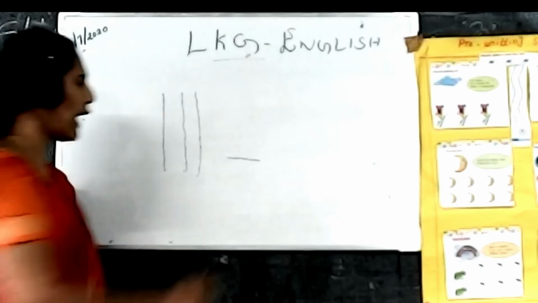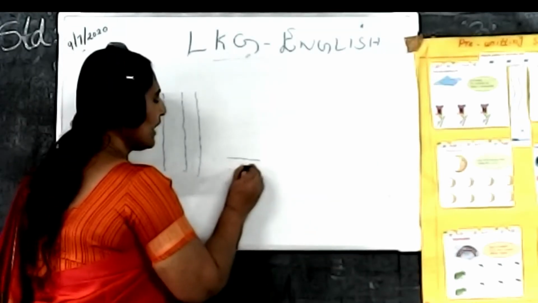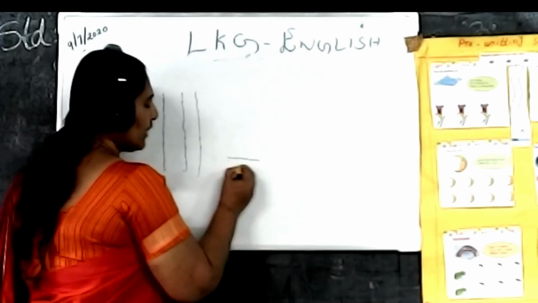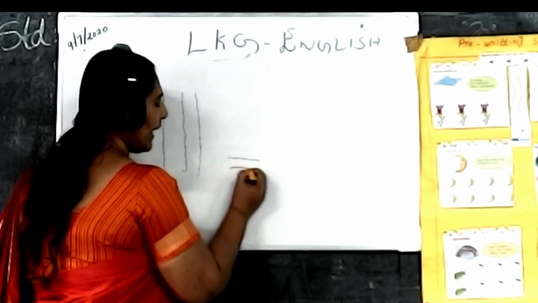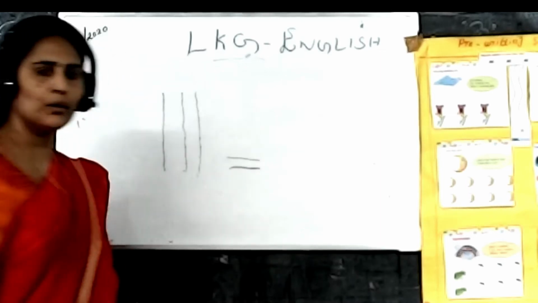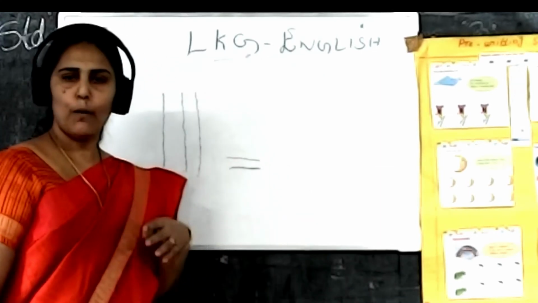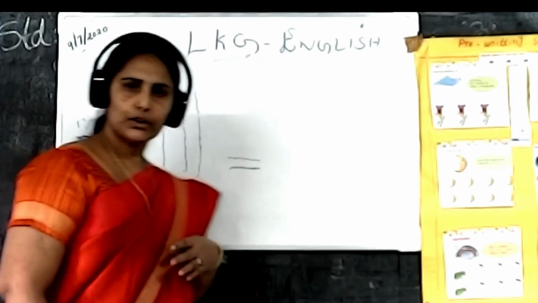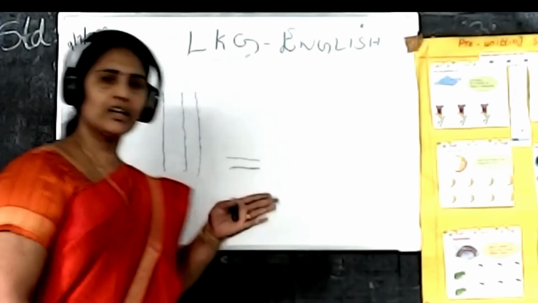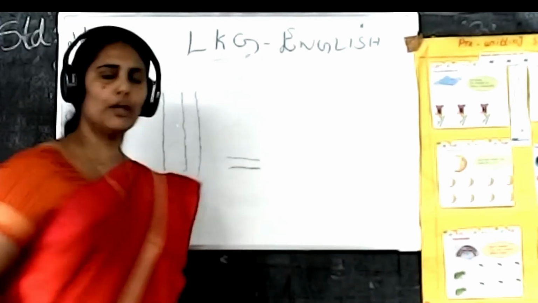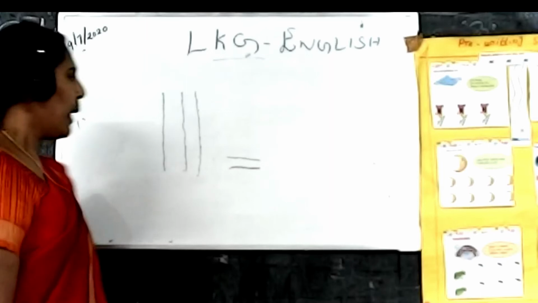Okay, next time. Put 1, 2, 3, 4, 5 dots. I draw over the dotted line. I get a sleeping line. For example, do you see the vehicles moving on the roads? Okay, all vehicles are moving ahead in a sleeping line.